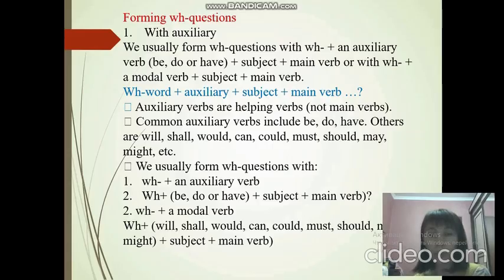You usually form WH questions with, first, WH plus an auxiliary verb. Second, WH plus be, do, or have plus subject plus main verb. Or WH plus a modal verb: WH plus will, shall, would, can, could, must, should, may, might, plus subject plus main verb.